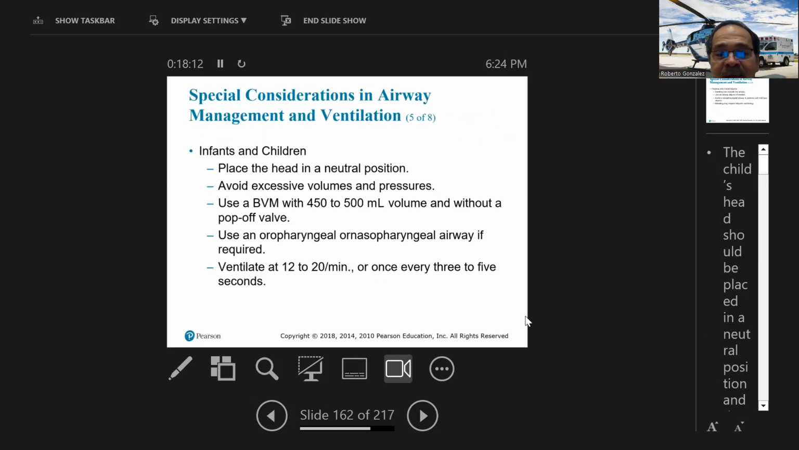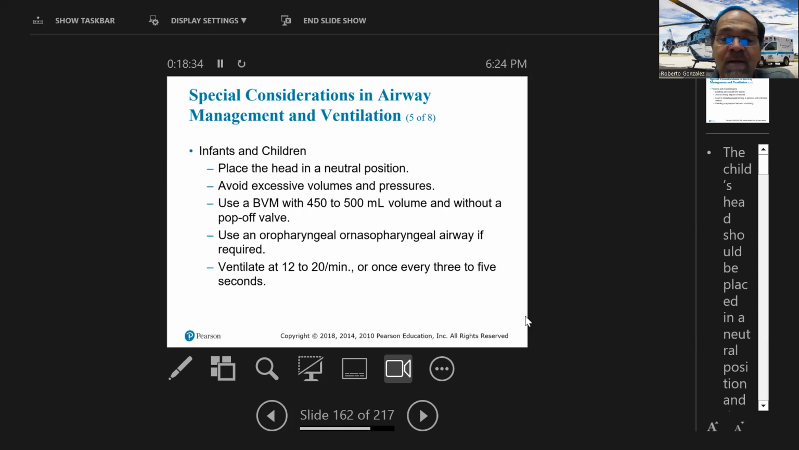Infants and children, place the head in a neutral position. Remember, how do we set up a child in a neutral position? You put towels on the back of the shoulders so the head falls a little bit back.